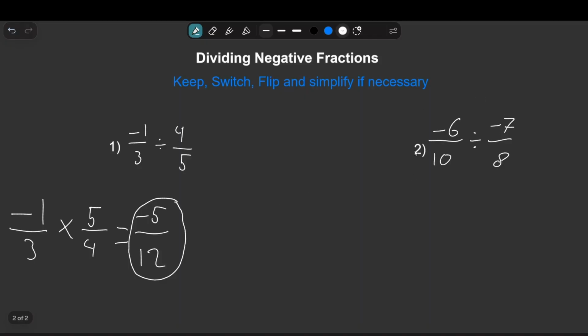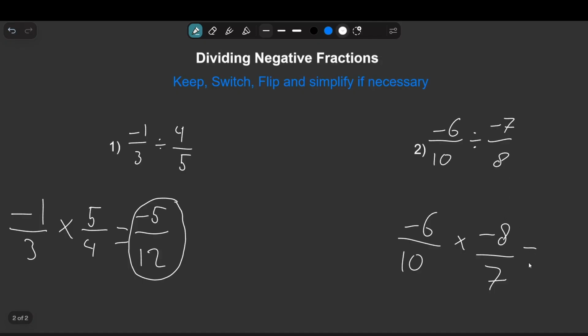So again, we have a fraction, but this time we have 2 negatives at the numerators. So let's do the 3 steps. We keep the first fraction, minus 6/10. We switch the sign to a multiplying sign, and we flip the second fraction. Keep in mind, you have to keep the negative sign where it is. So it's not 8 over minus 7, it's minus 8/7. We only switch the numbers and not the negative signs.